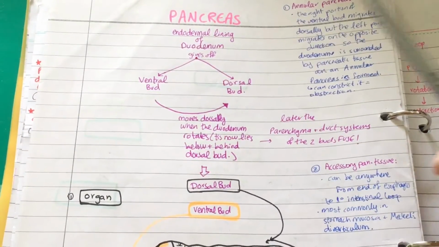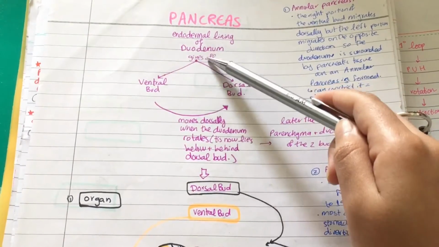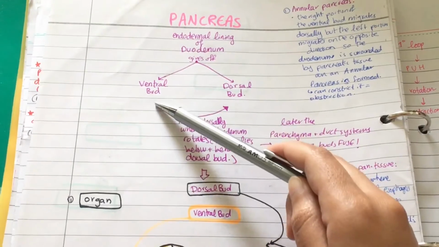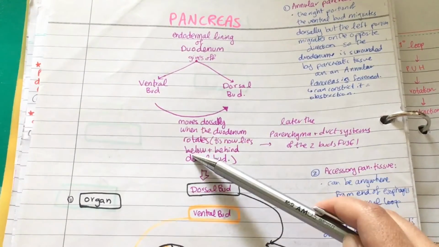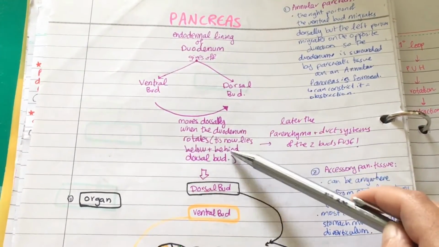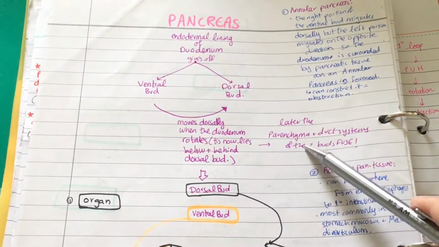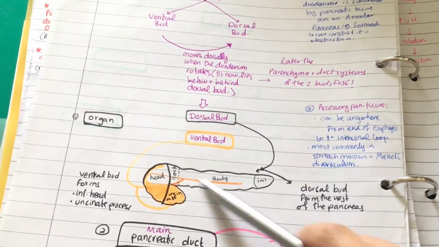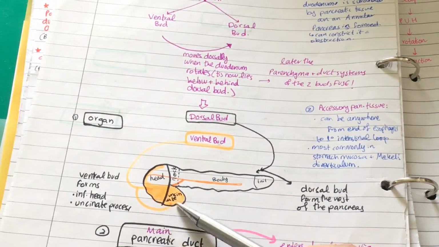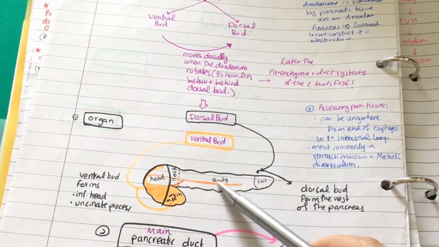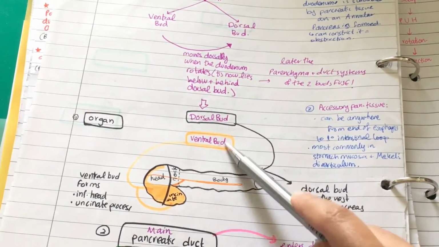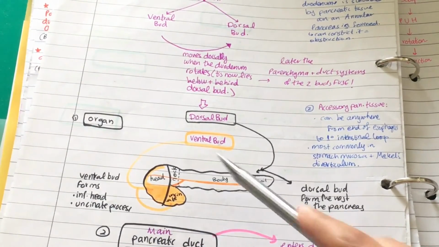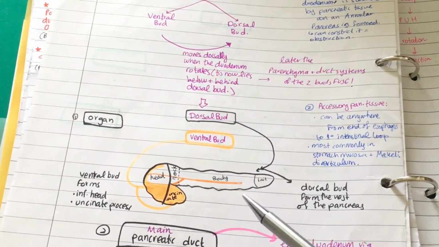So the pancreas: the endodermal lining of the duodenum gives off a ventral bud and a dorsal bud. The ventral bud moves dorsally when the duodenum rotates, so it now lies below and behind the dorsal bud. Later, the parenchyma and the duct systems of the two buds fuse, right? Now we have a picture of the pancreas. This is the head, this is the uncinate process, this is the neck, this is the body, and this is the tail. So the ventral bud forms the head and the uncinate process, the orange part, and the dorsal bud forms the rest of the pancreas.